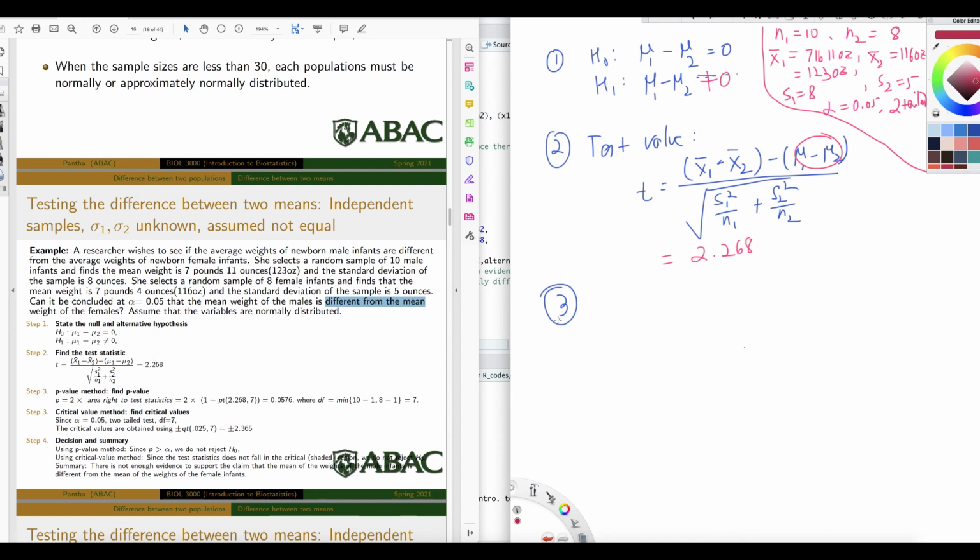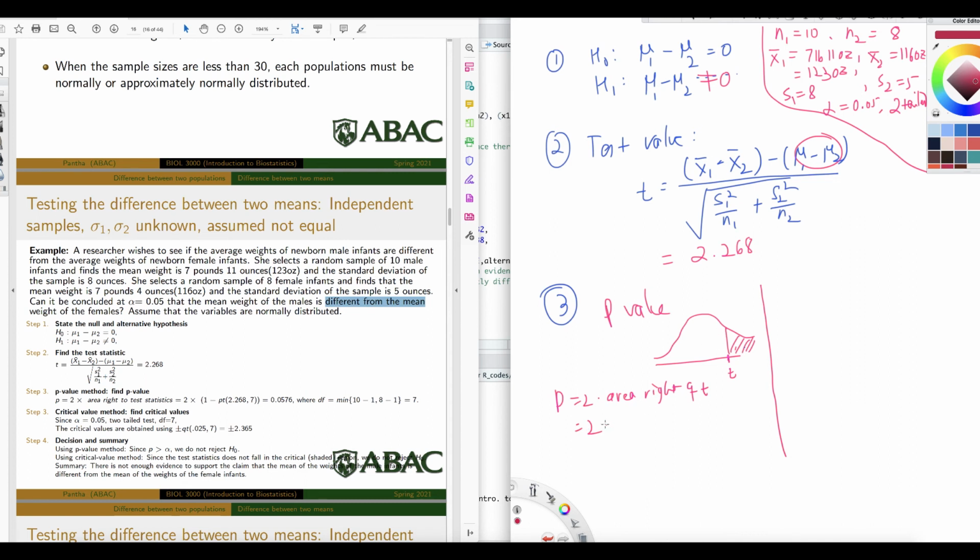Okay, in number 3 again you can use the p-value method or the critical value method. For the p-value method, since this is a two-tailed test and the test value lies on the right side, this is the test value here, which we denote by t. So we need to find 2 times the area right of that. So the p-value will be 2 times the area right of t. What is t? t is 2.268.